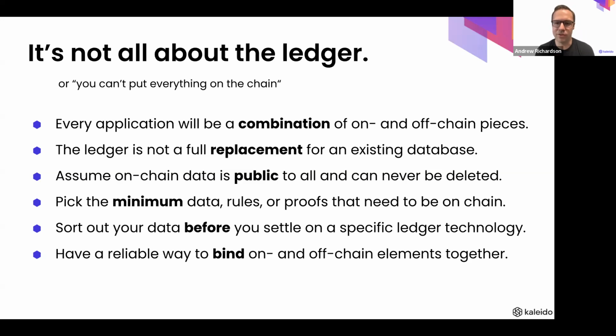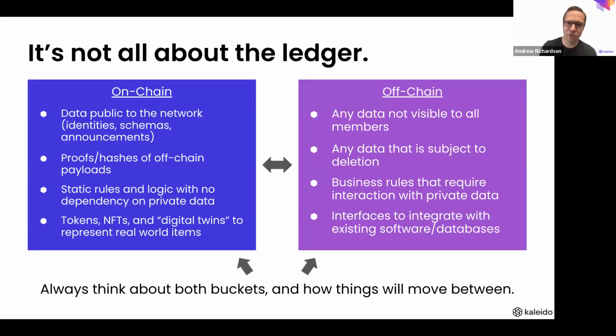Another thing that I've seen a few times is getting married to, okay, we must use Ethereum or we must use Fabric or some other ledger technology before even deciding what the architecture of the application looks like. And that's another thing where I've seen it's helpful to sort out the data before you sort out the tech. Another way to look at it is to pick what box you're going to put things in.